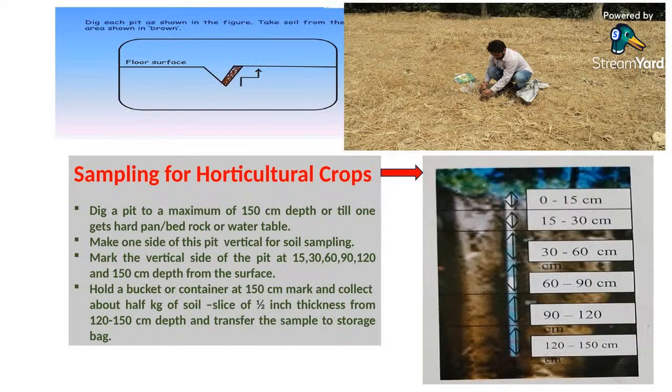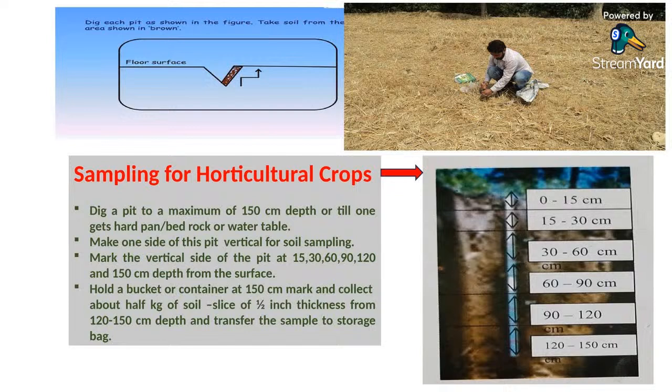Dry the sample in a shade and fill it in a cloth or polythene bag. After that, the soil sample is ready for soil testing. For horticulture crops, as you know, the roots penetrate deep in the soil profile. The success of the plantation depends on the fertility status of the soil. So the method of collecting soil samples for horticulture crops is totally different from agriculture.